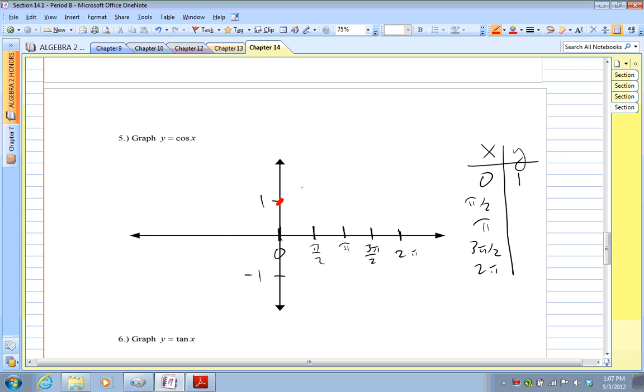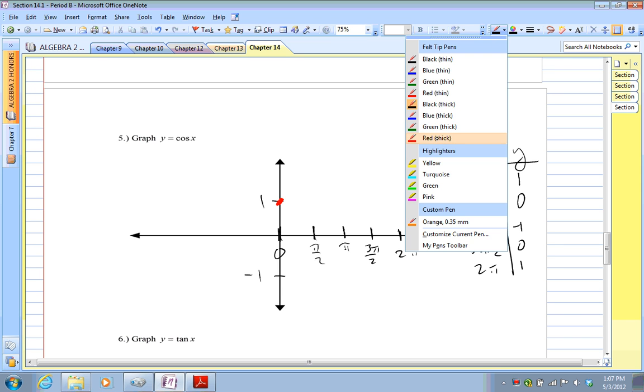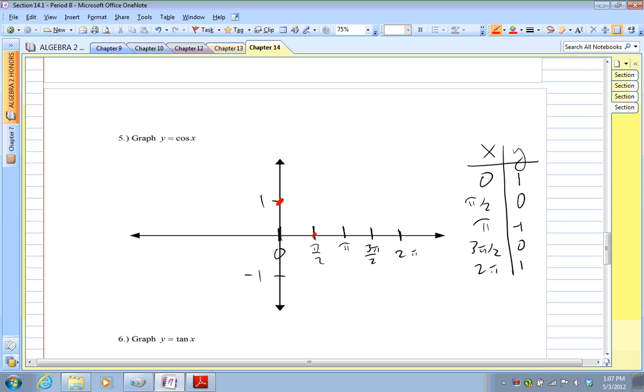So we start there, and then let me fill out the rest of the table. What's cosine of pi over 2? And then cosine of pi, cosine of 3 pi over 2 back to 0, and 2 pi is 1. So instead of having 3 middle points, we're going to have 2 peaks, 2 middle points, and a lower one. So you have this.